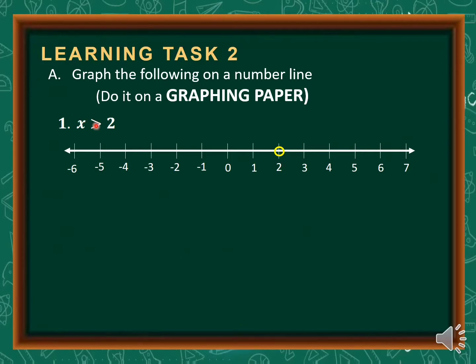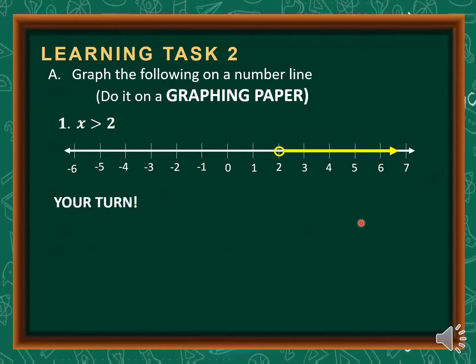Ang x daw ay mas malaki kay 2. Which one? The left side or the right side? Very good. That is the right side. Lahat ng mga numbers makikita natin sa right side ay mas malaki kay positive 2. So, therefore, you will shade it. Okay, that's it. Ganyan lamang. That is how you will graph the following given on a number line.